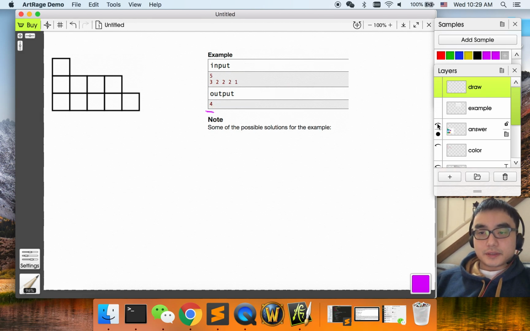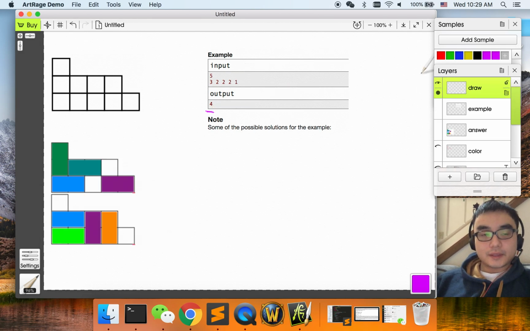The output is the maximum number of shapes we can put into the histogram, and we can choose one of 2 shapes to put into this histogram. One is like this, right? It's 2 multiplied by 1, right? Like this one. And another shape is like this, right? 2 domino shapes, right?